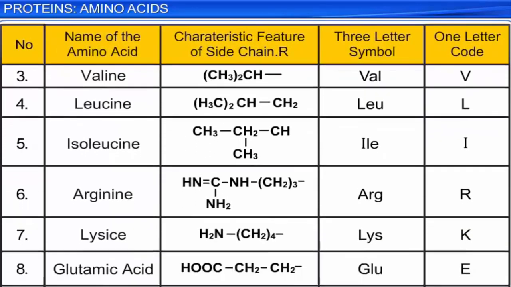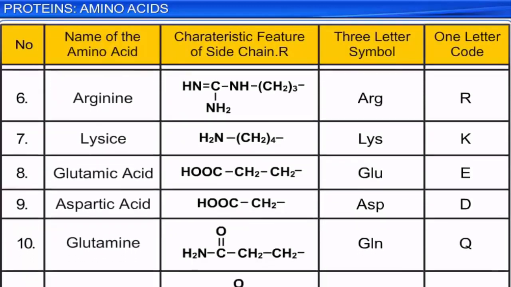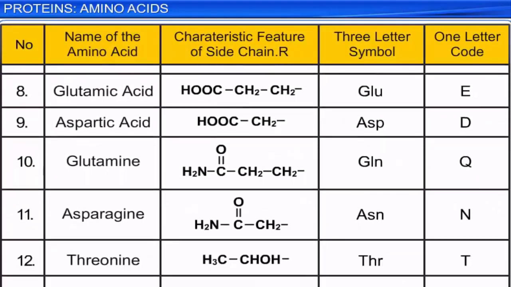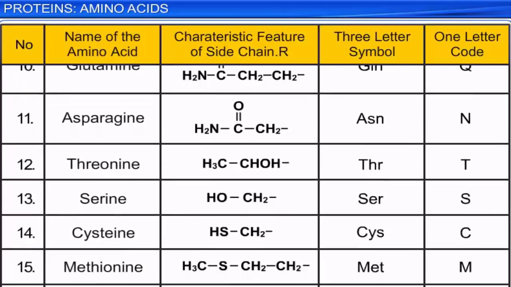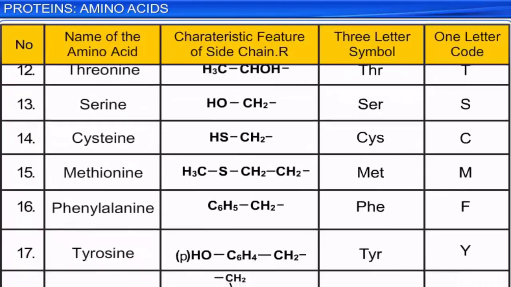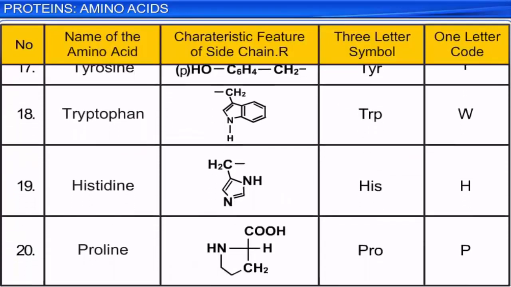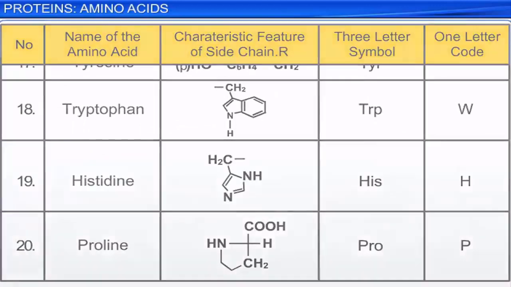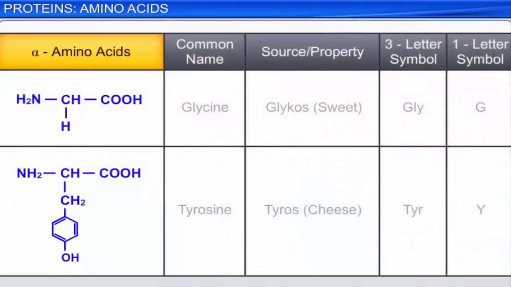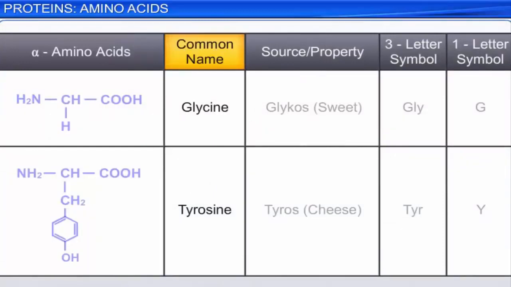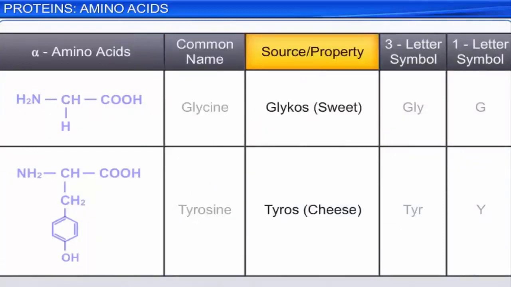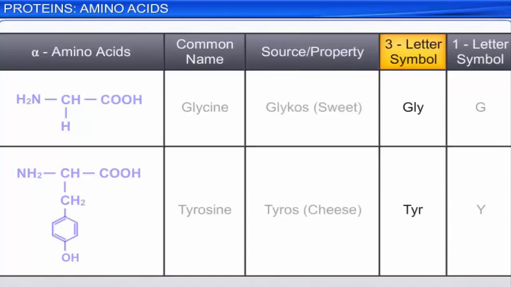There are 20 odd alpha amino acids, as shown in the table. In nature, 20 odd different amino acids combine in different ways to form different protein molecules. Every alpha amino acid has a common name. These common names reflect either the source or the property of that compound. Alpha amino acids are usually represented by a 3-letter symbol and sometimes by a 1-letter symbol.